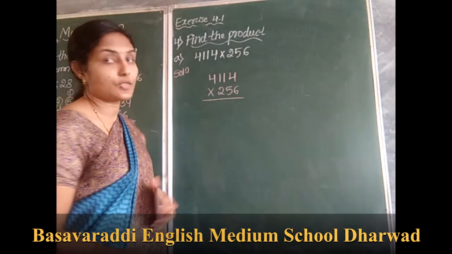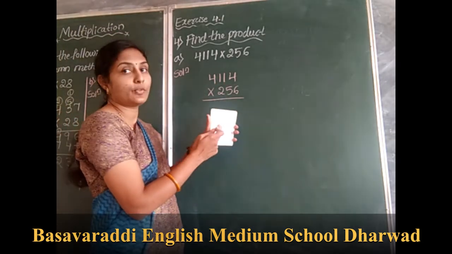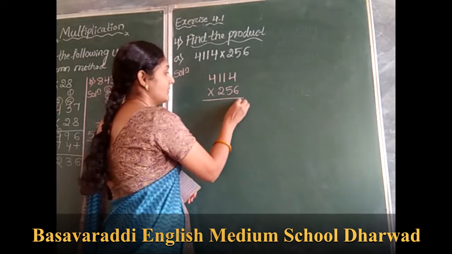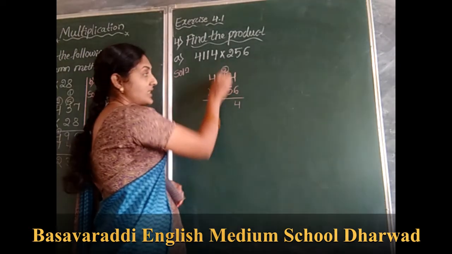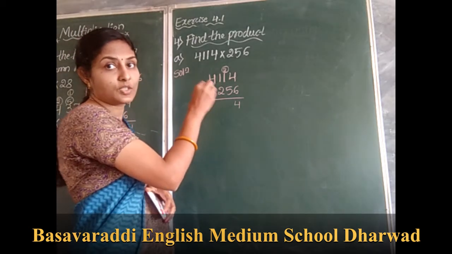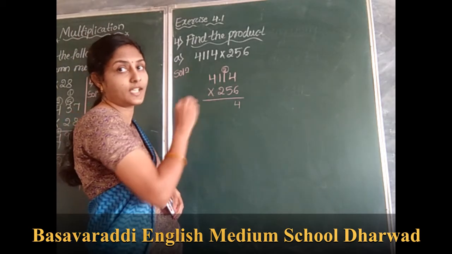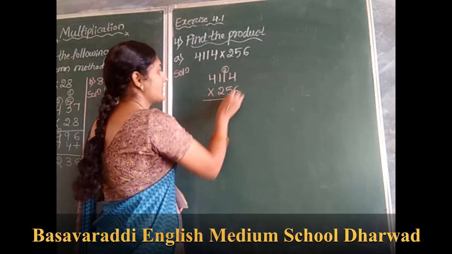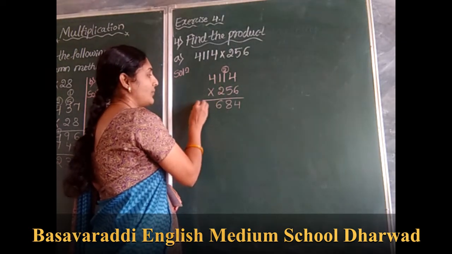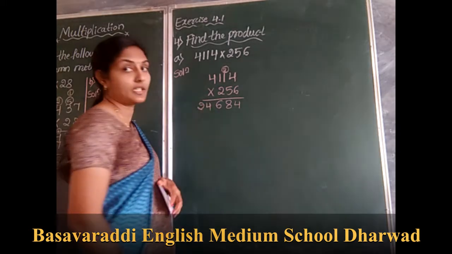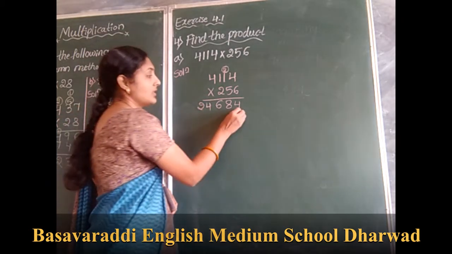6 fours are 24. So write the 4 in the ones place, carry over 2. Next, 6 ones are 6, plus 2 is how much, children? The 6 plus 2 is 8. Next, 6 ones are 6. The 6 fours are 24. So ones place multiplication is finished.